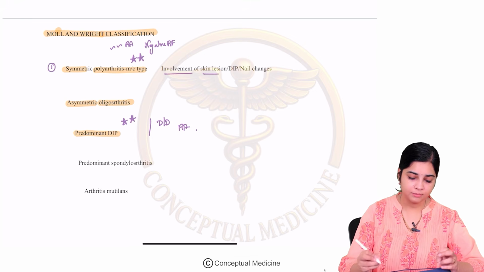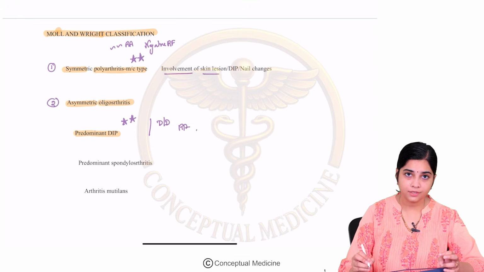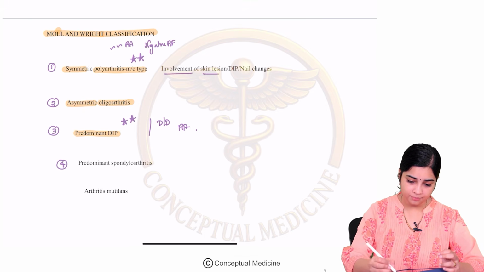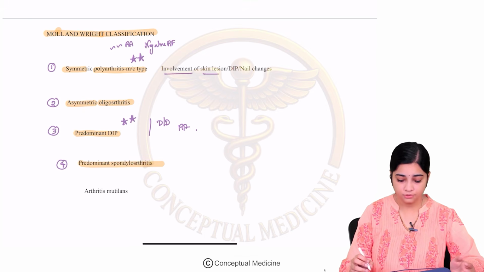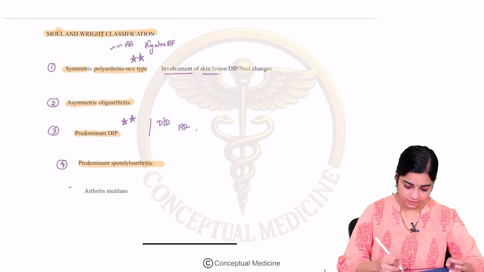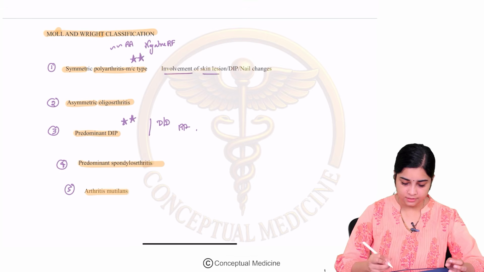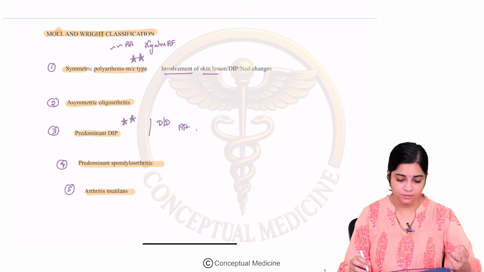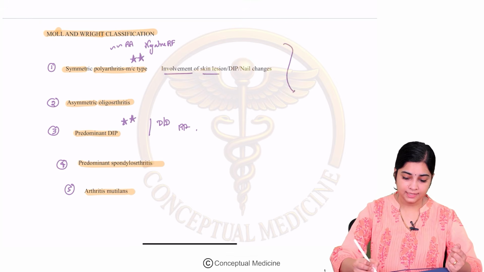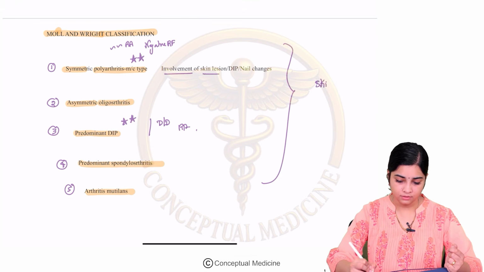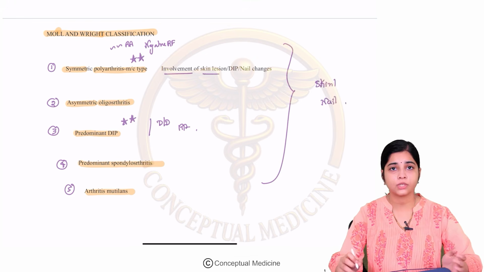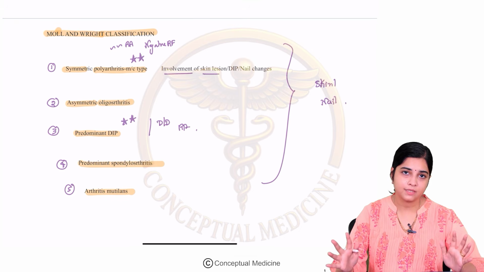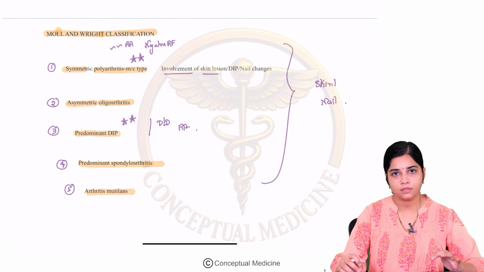So the first is the symmetric polyarthritis type, second is the asymmetric oligoarthritis type, third is predominant DIP involvement, fourth is predominantly spondyloarthritis, very similar to your axial SpA. Then the fifth variant is arthritis mutilans, where all the joints can be involved and there is complete destruction of the distal interphalangeal joint. Remember, all of these can be associated with either skin or nail changes. The most common type is symmetric polyarthritis, similar to your rheumatoid arthritis.